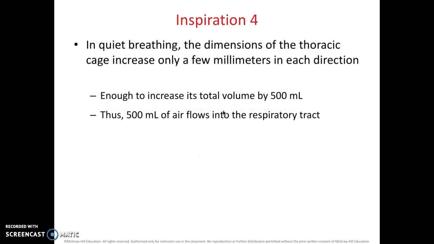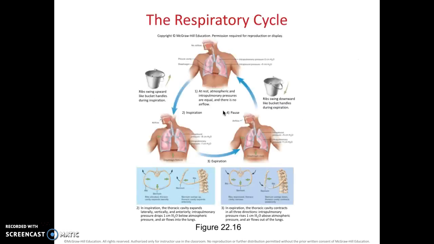During quiet breathing, the dimensions of the thoracic cage increase only a couple of millimeters in each direction, but this is enough to increase the total volume by about 500 milliliters. So about 500 milliliters of air flows into the respiratory tract. Here we see the respiratory cycle, looking at how the ribs play a large role in it. We'll continue in the next lecture by looking at expiration.